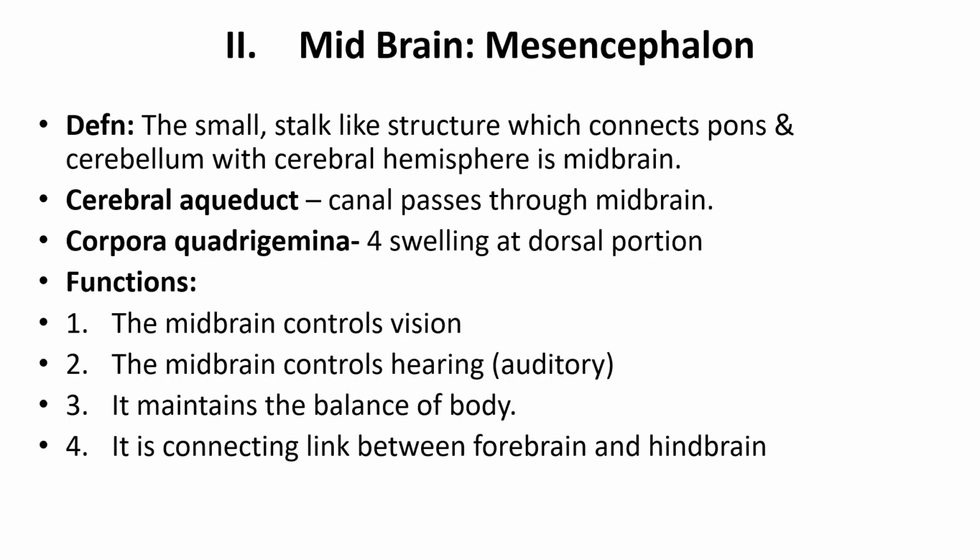The second portion is the midbrain, also called mesencephalon. The small stalk-like structure which connects the pons and cerebellum with the cerebral hemisphere is the midbrain. The cerebral aqueduct, that is a canal, passes through the midbrain, and there are four swellings at the dorsal portion called corpora quadrigemina. The functions of the midbrain: it controls vision, it controls hearing, that is auditory function, it maintains balance of the body, and it is the connecting link between forebrain and hindbrain.